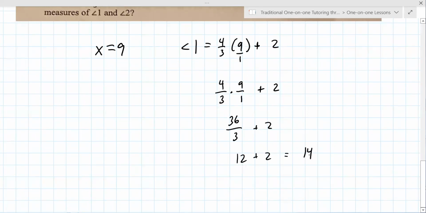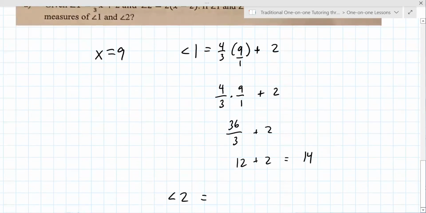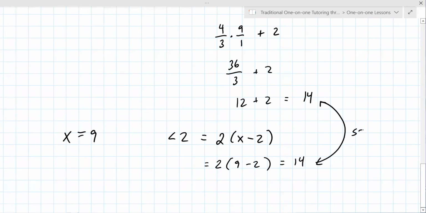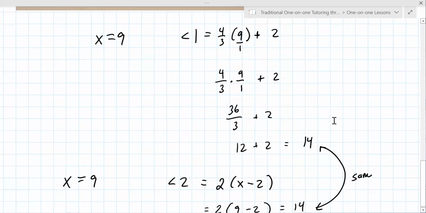Easy problem. Very good. Now angle 2 is 2 times x minus 2, and x equals 9. I want you to calculate that for me, please. You're going to substitute 9 in for x. 9 minus 2 is 7, and 2 times 7 is 14. Do you notice that these are the same? Yep, they're the same. Let's go back and look at the problem and see why they're the same.